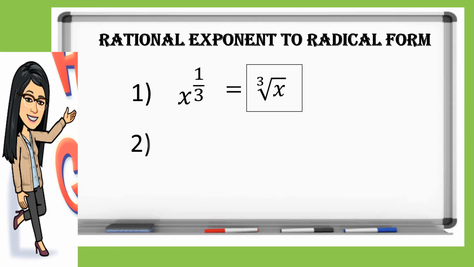How about example 2? The given is 9 raised to 1/2. So the index is 2, meaning we are going to use square root. So it will be the square root of 9. And we all know that the square root of 9 is 3.